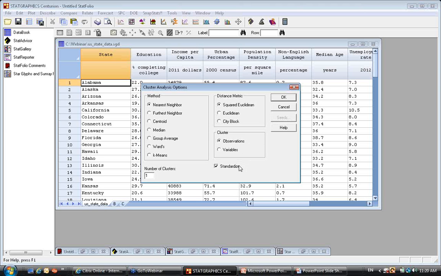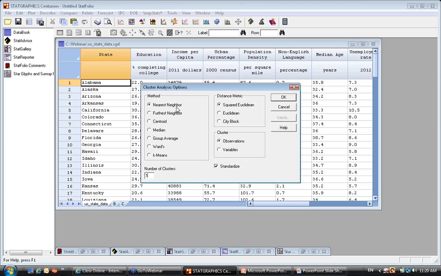Standardize means you take a variable, subtract its mean, divide by its standard deviation, which basically gets everything dimensionless, on the same scale. Now, as far as the methods that I want to use, nearest neighbor, furthest neighbor, or whatever, it's usually a good idea to try several.